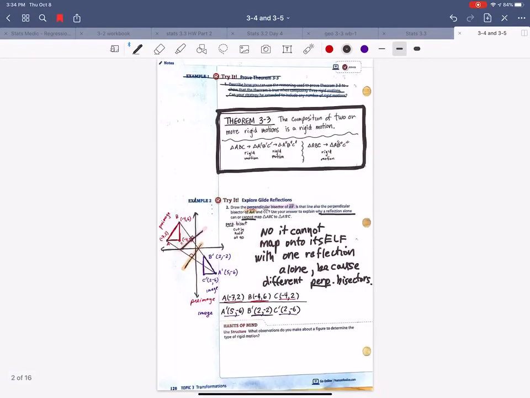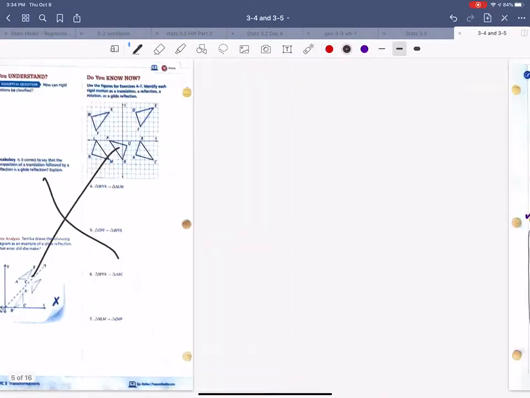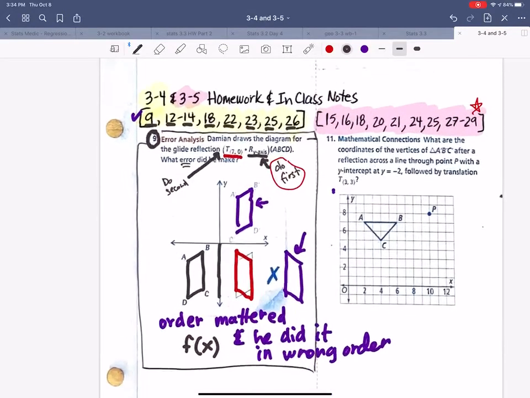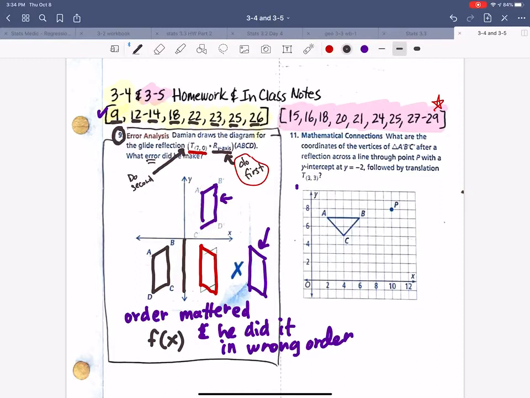So this one, we took some notes, right? And then we're going to do questions 9, 12 through 14, 18, 22, 23, 25, and 26 in section 3.4. Okay? Then we're going to switch and make sure we take pictures of our notes from 3.5, and we will do these questions.